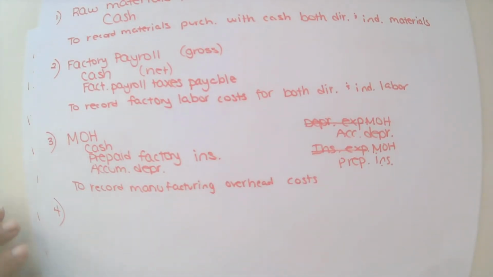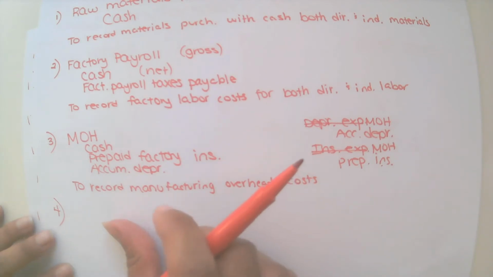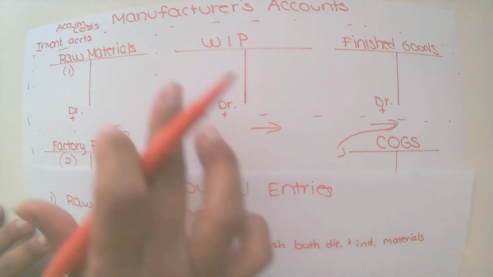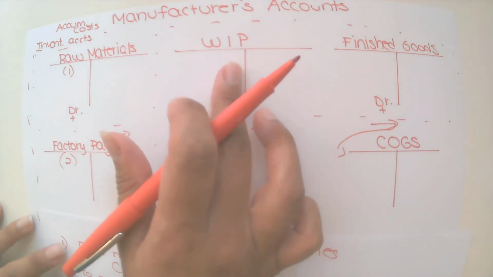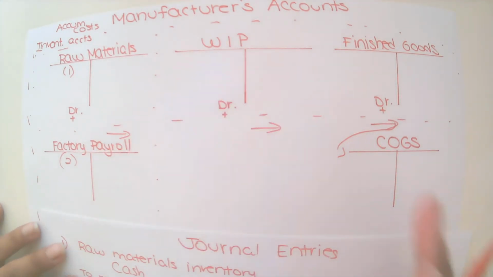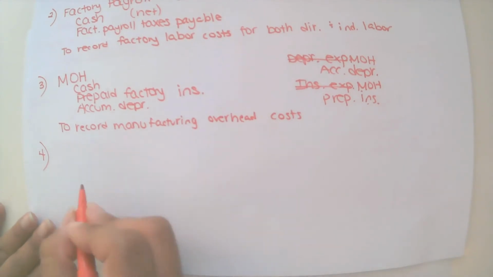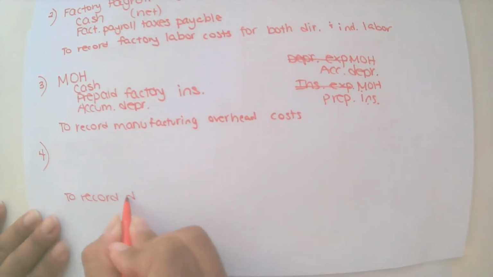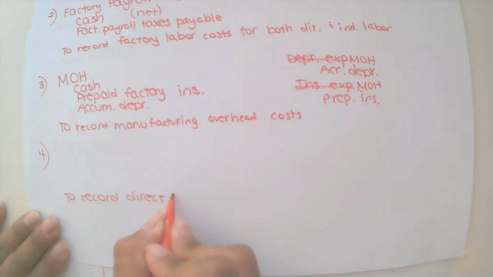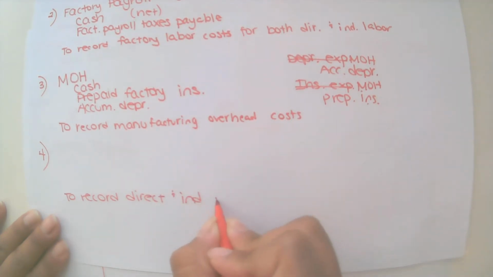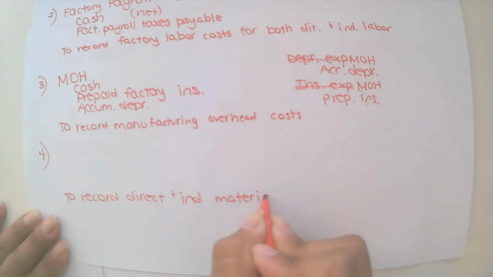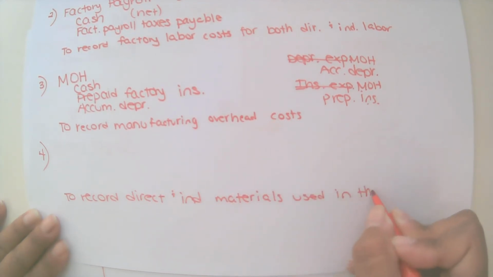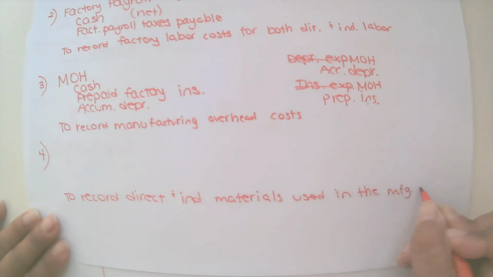The next one, we're going to record how many direct materials are used in the production process and how many indirect materials are used in the production process. Okay, so to record direct and indirect materials used in the manufacturing process.